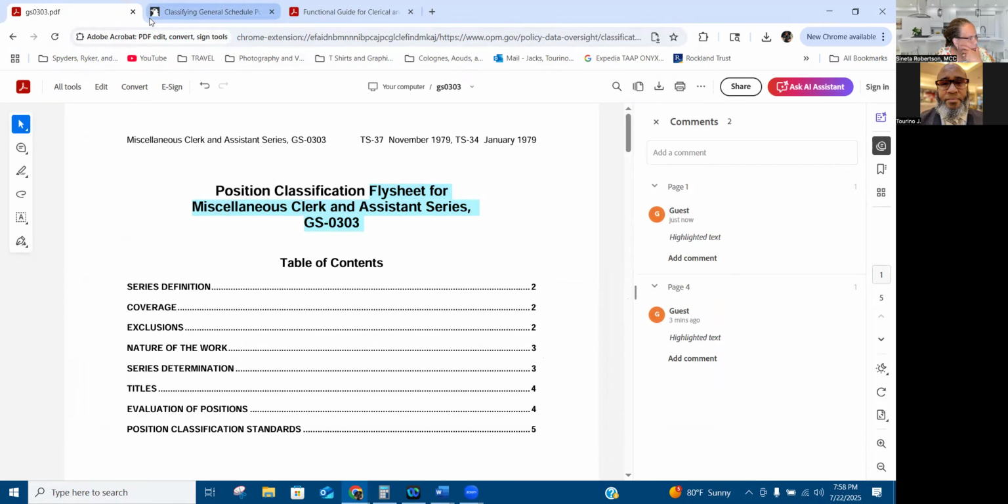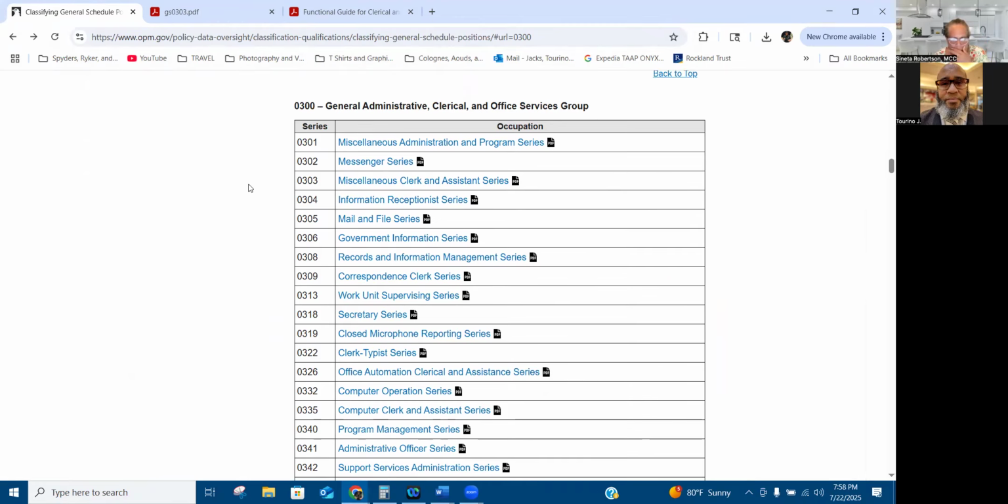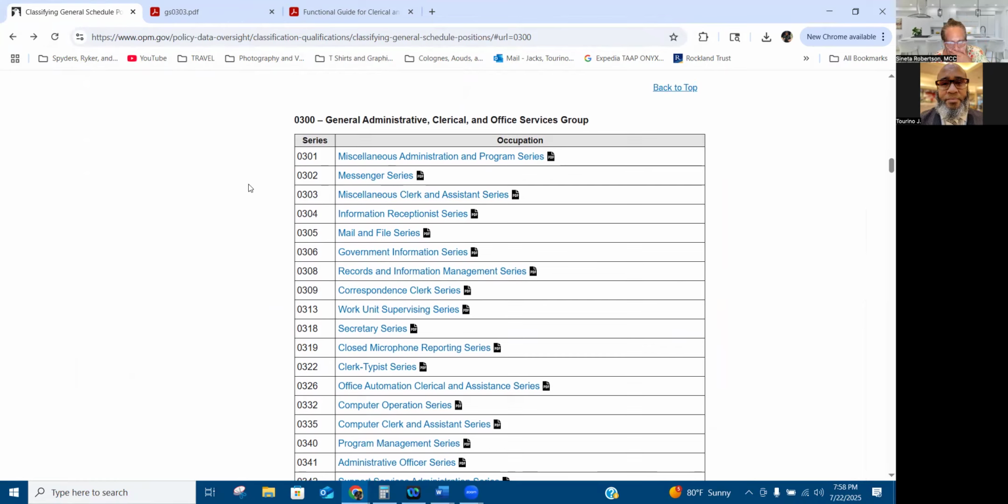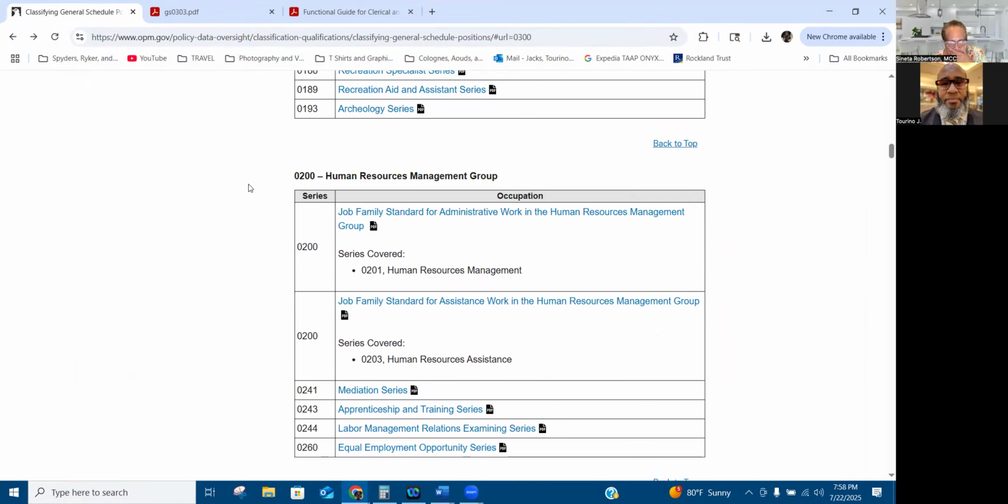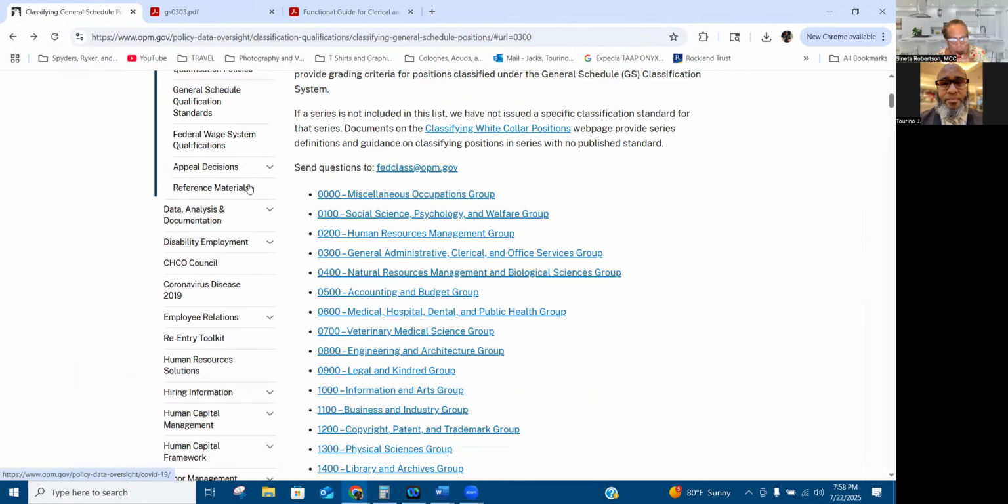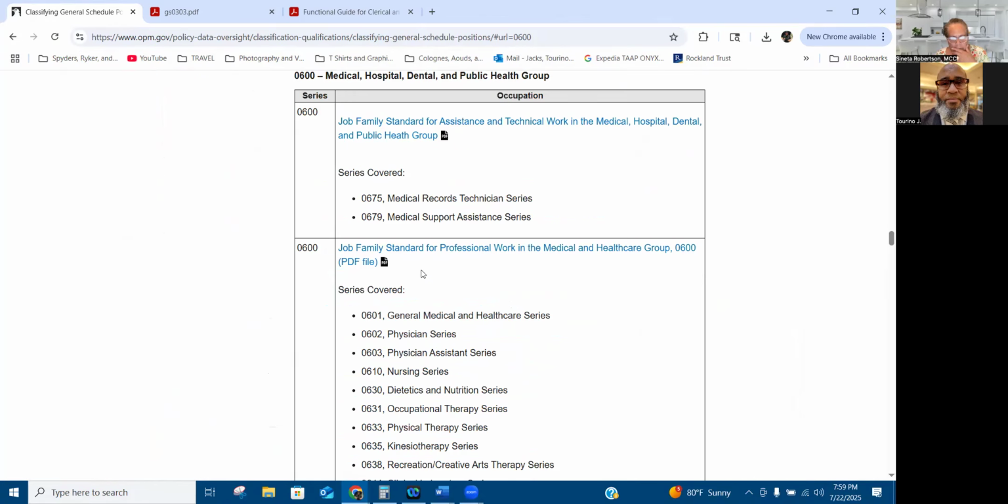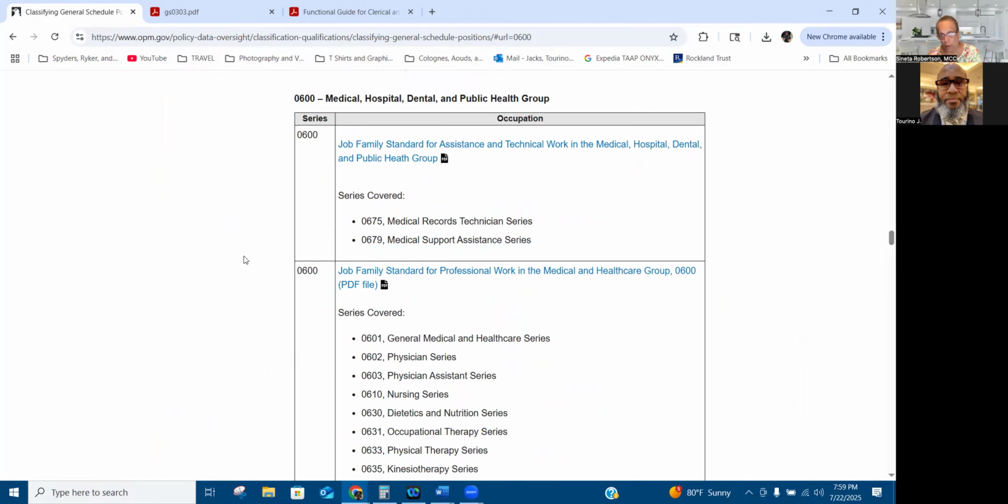Let me see. MSA, what is that? Let me go back up to the occupational groups. What's in the 600s? You want to see the first job family up there. Oh, that's medical records. And you want to see if it fits in it, because it's a hospital environment. You want to make sure that it doesn't fall into one of those other categories.